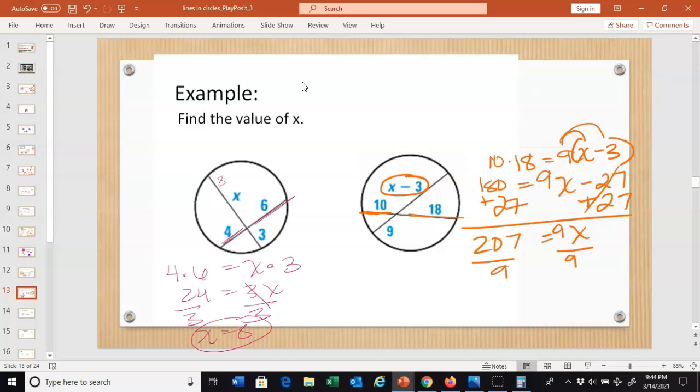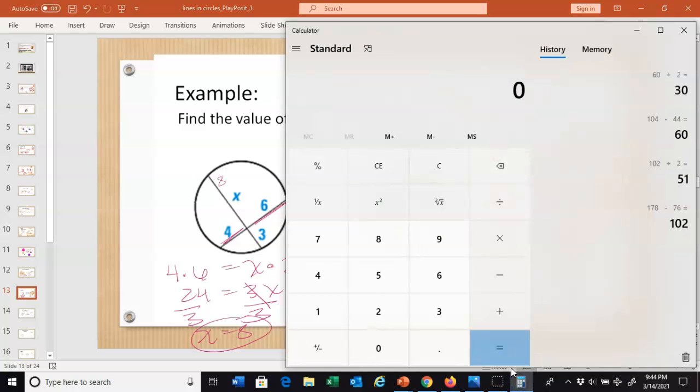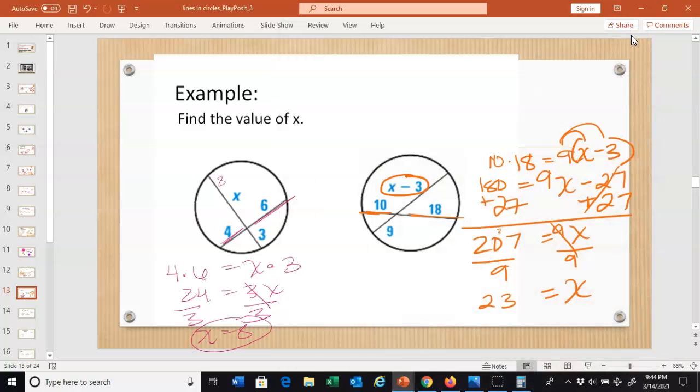And divide by 9. I wonder if I can do this one in my head. You guys double check with your calculator. Let's see. 9 goes into 20 twice with 2 left over. And 9 goes into 27 3 times. Is it 23? 207 divided by 9. Let's see. Yes, it's 23. Great. So x is 23, which means this piece of the segment is 23 minus 3, which is 20. And again, visually, that does make sense. It appears to be the longest piece, and we did find the largest number there.